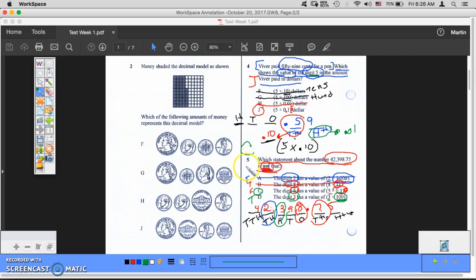Put the letter next to the number, and be sure you bubble it in correctly in there. So these are all the strategies, guys.